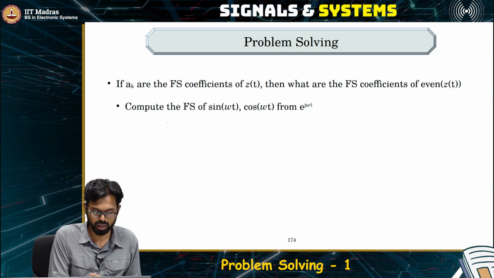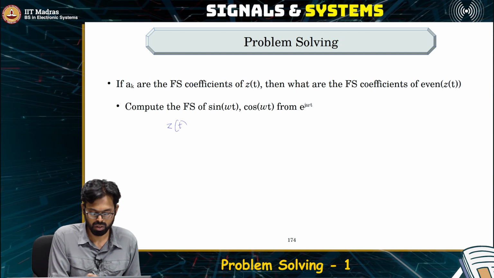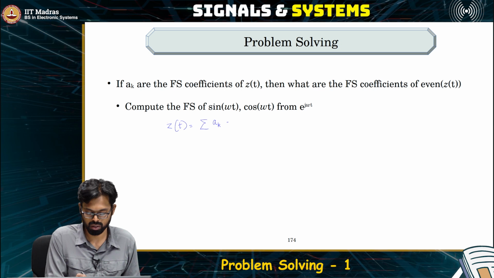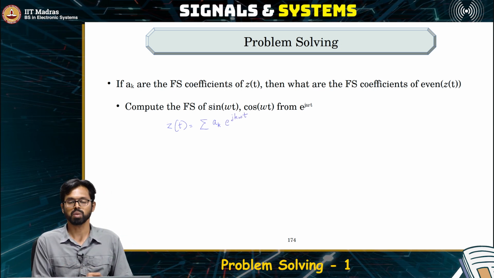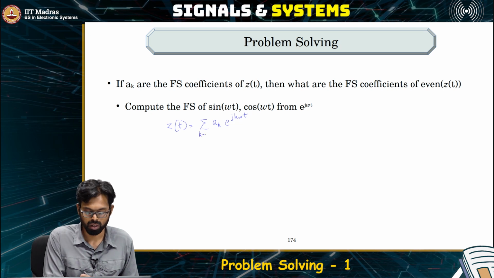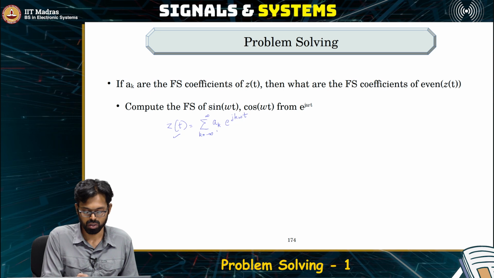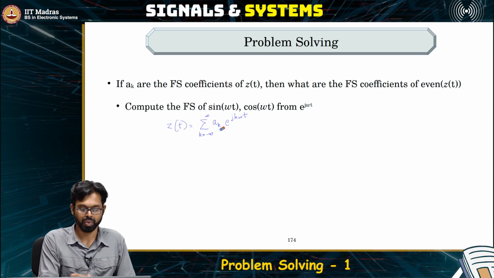is given. So it is given that z of t has some Fourier series coefficients ak. So we can express it like this. There is fundamental frequency omega, and it is given that we know this coefficient ak that corresponds to z of t.